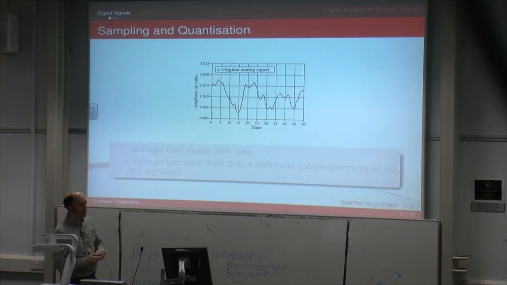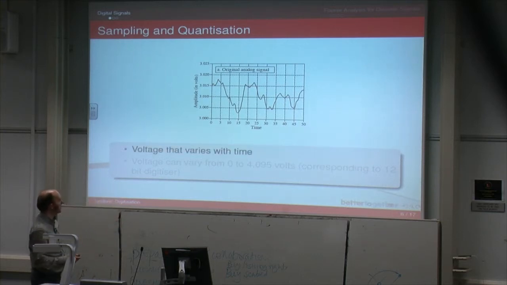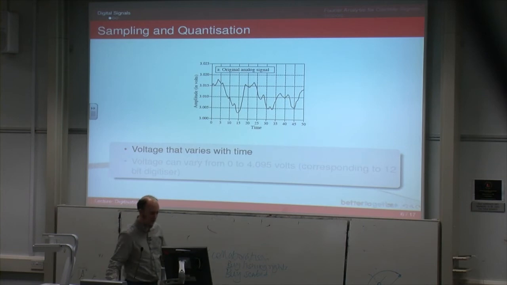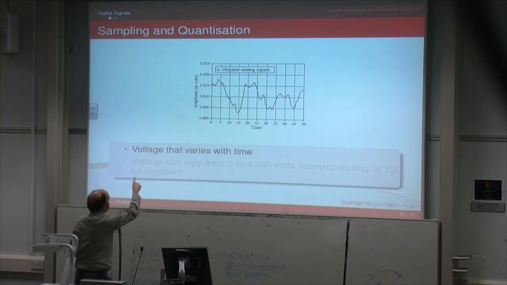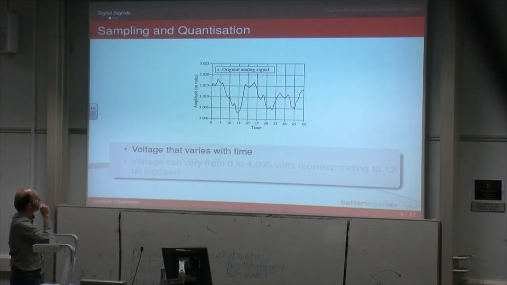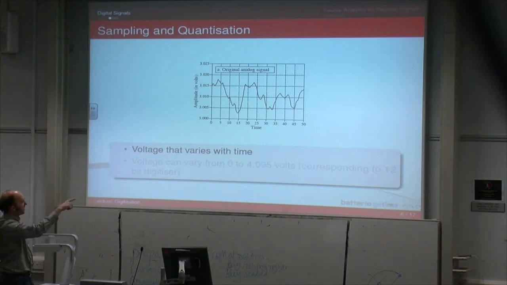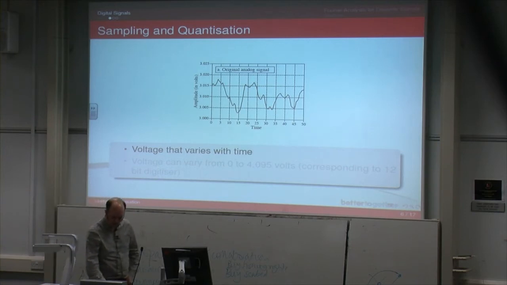So here we've got an analog signal, and this is a voltage that varies with time. For example, voltage is the thing that your transducer is measuring. Here we've got a voltage between 3 and 3.025, and you can see that as time increases in seconds, it's varying, so it's measuring a position. The transducer converts the position into a voltage, and this voltage can vary.